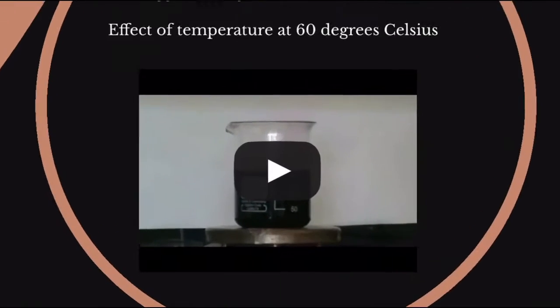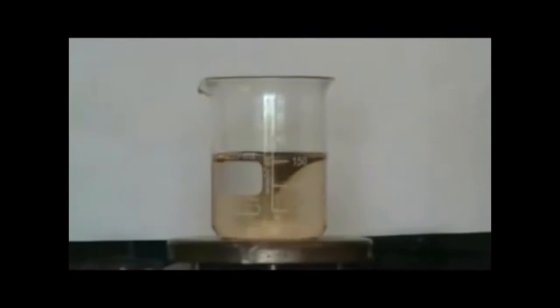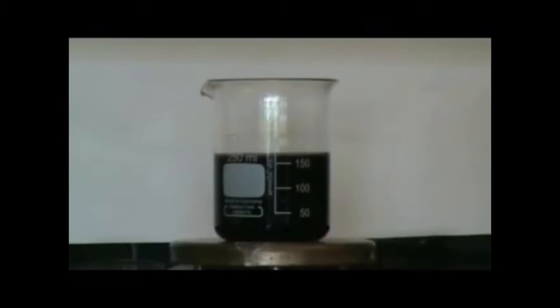Lastly, the effect of temperature at 60 degrees Celsius. Once hydrogen peroxide was added to the solution, the oscillation of colors escalated quickly, turning from clear to amber, and this is due to the intense heat and the heat collisions. Since the heat was very high, it didn't take long for the solution to turn deep blue.